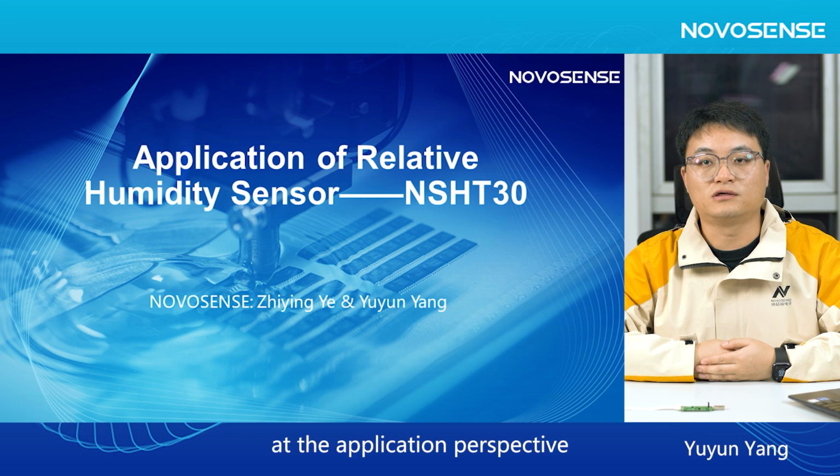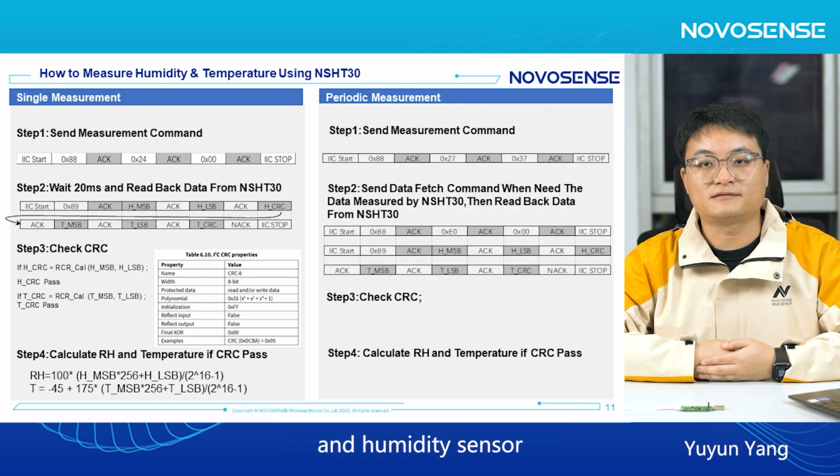Now I will look at the application perspective and explain how to measure temperature and humidity using NSHT30. Our temperature and humidity sensor NSHT30 provides 2 measurement modes, single mode and periodic mode. Single mode involves single trigger and measurement.